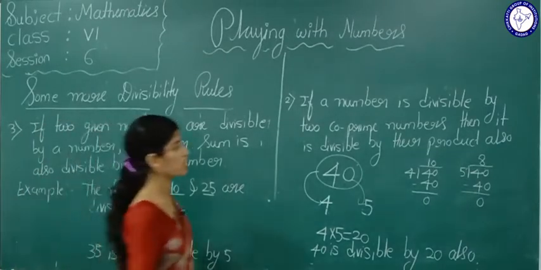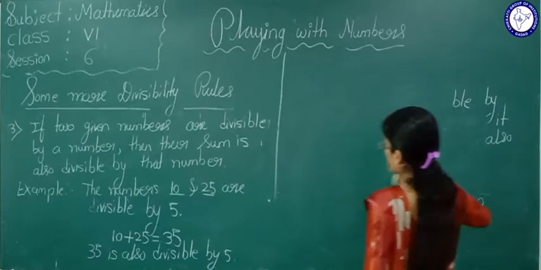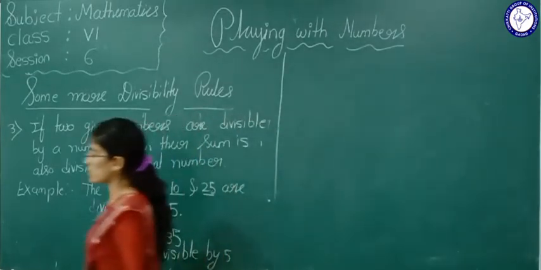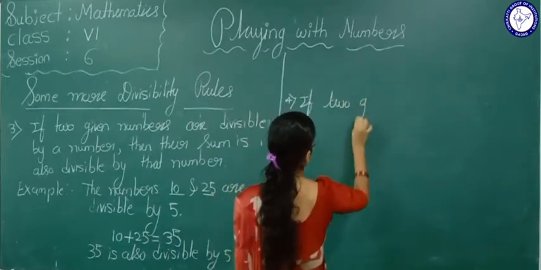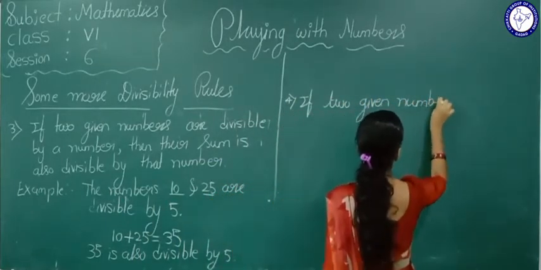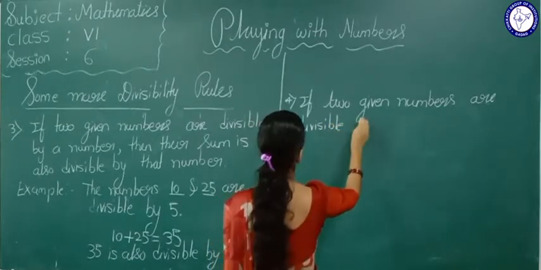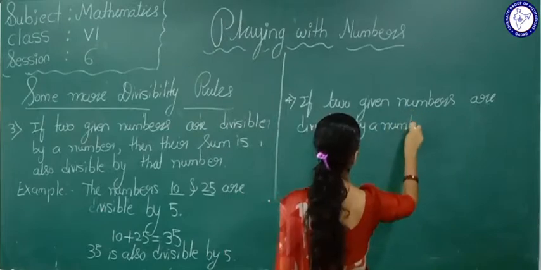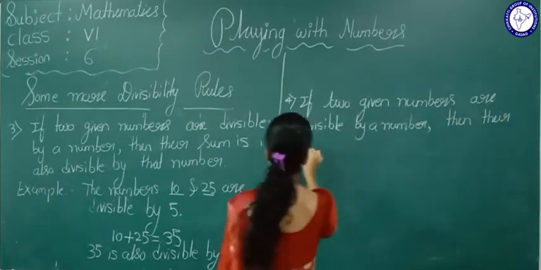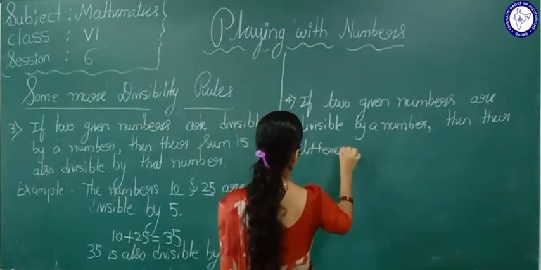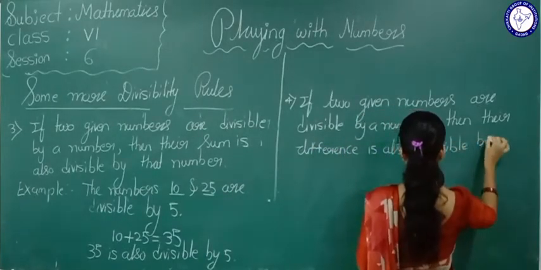Now we are going to see the rule number 4. So the rule number 4 tells us that if two given numbers are divisible by a number, then their difference is also divisible by that number.